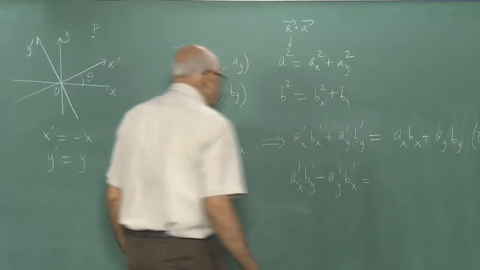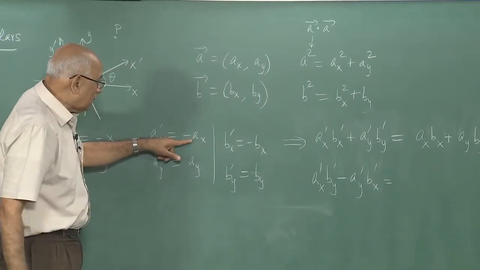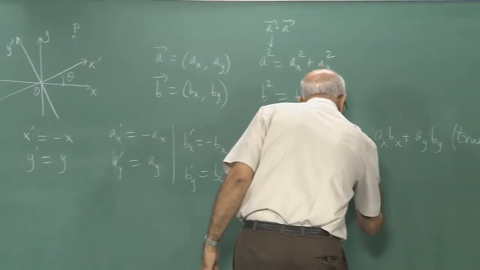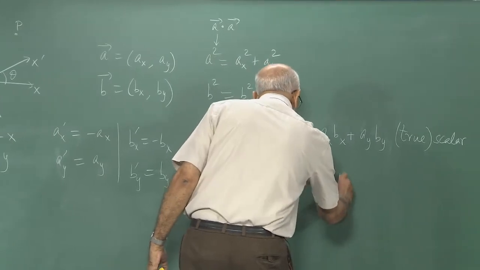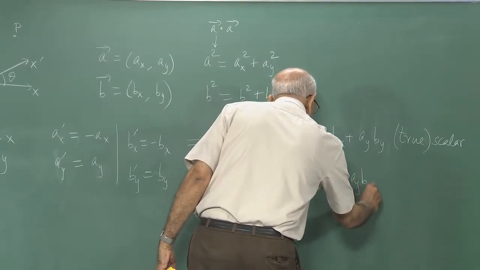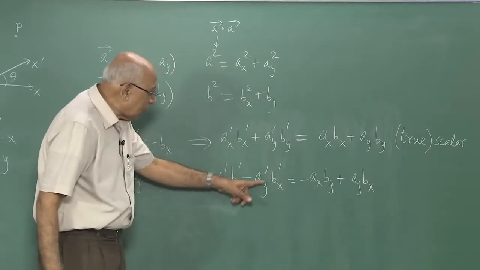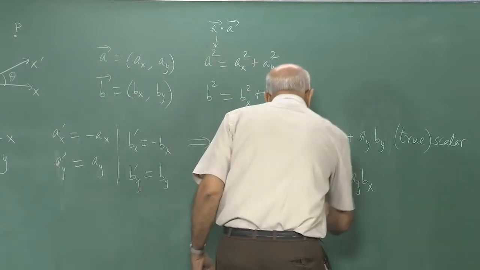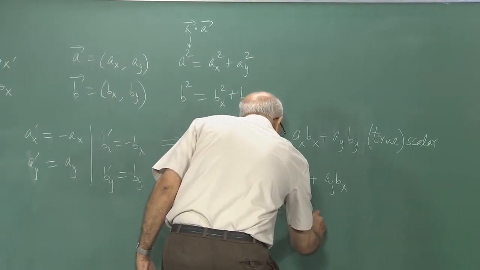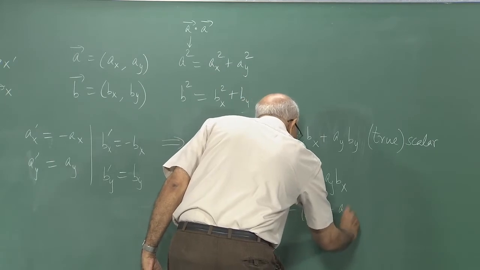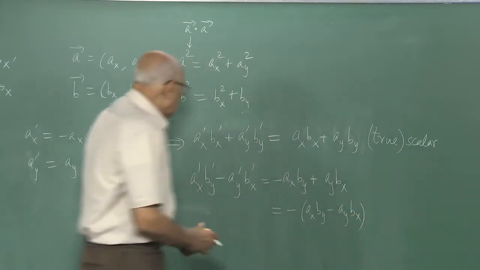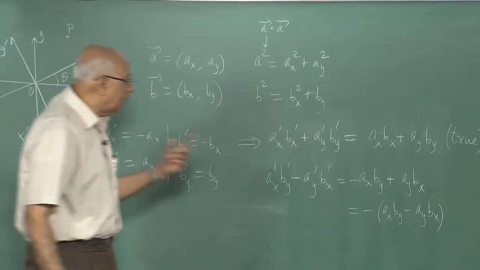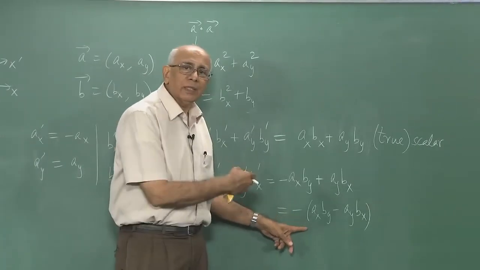This is equal to, well, ax prime changes sign, by prime does not change sign, so you have a minus sign. So this is minus ax by plus ay bx. Because this does not change sign, that changes sign and cancels the minus sign, giving you a plus there. But this is equal to minus ax by minus ay bx. So you see this combination, which was a scalar under rotations, has actually changed sign under reflection.